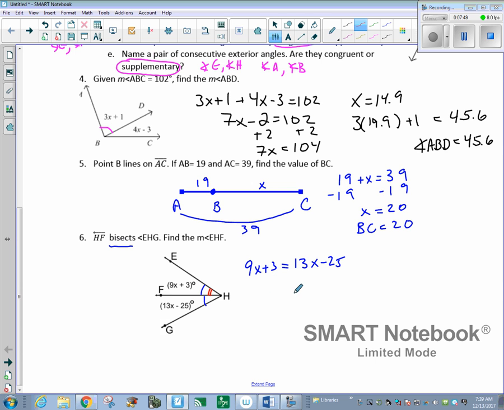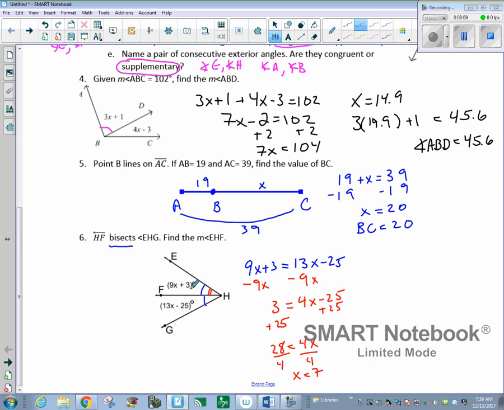So I will go ahead and solve this. So I'm going to subtract 9x, get my numbers on the same side. 3 equals 4x minus 25. Add 25 across the equal sign. That gets me 28 equals 4x. And if I divide by 4, that gives me x equals 7.